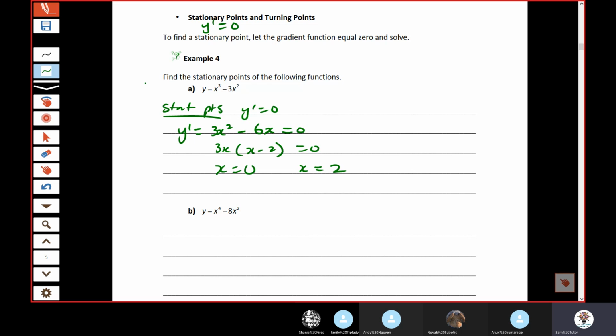What's the key word in this sentence that I haven't technically used? Points, so we have to find the ordinates as well. I like that. A point is what? An x and a y. So I've only found x. What are you going to do to find y? Sub it back in. So 0 take away 0 is 0. 2 cubed is 8. 8 take away 12, negative 4.